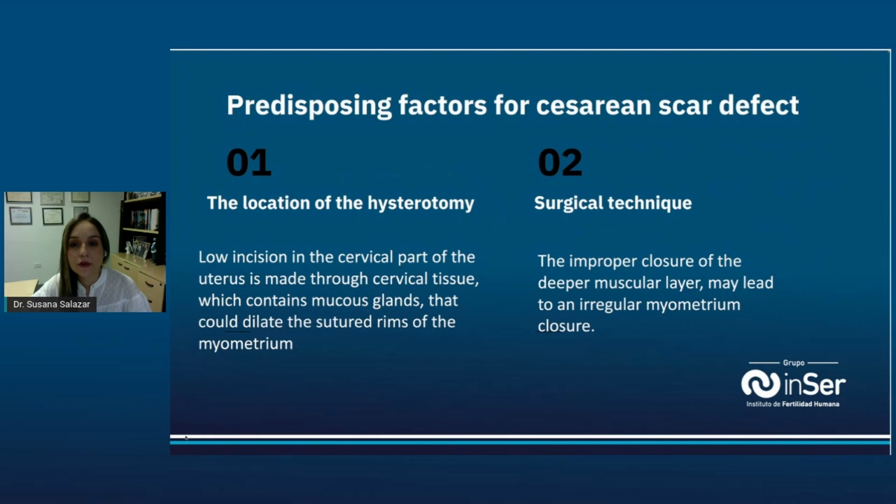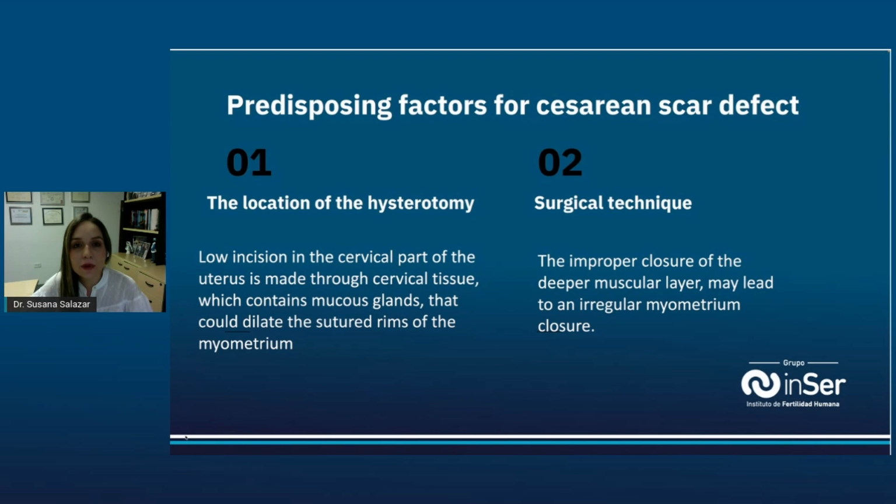Which are the predisposing factors for C-section scar defect? Concerning the etiology, 4 hypotheses have been postulated by Vervoort et al. on cases of isthmocele. The first hypothesis concerns the location of the hysterotomy, proposing that a low incision in the cervical part of the uterus is made through cervical tissue, which contains mucous glands, and the mucus produced during the healing could dilate the suture rims in the myometrium. This theory is corroborated by several studies that have associated a higher prevalence of isthmocele in patients with cervical dilation more than 5 centimeters, longer duration of labor more than 5 hours, or lower station.